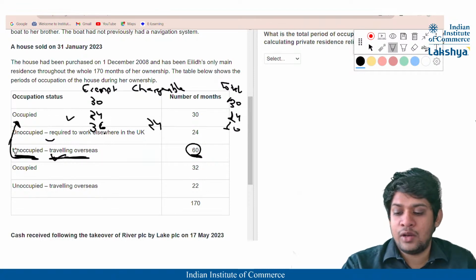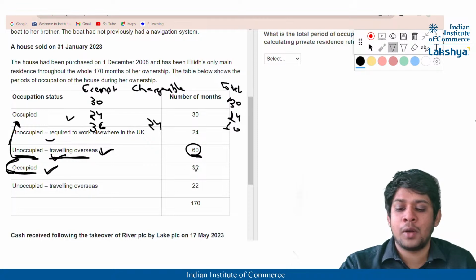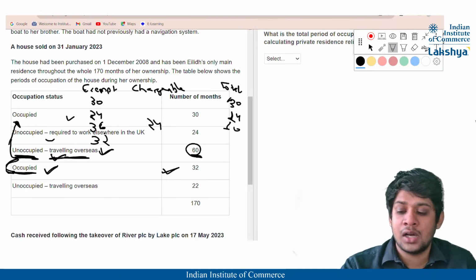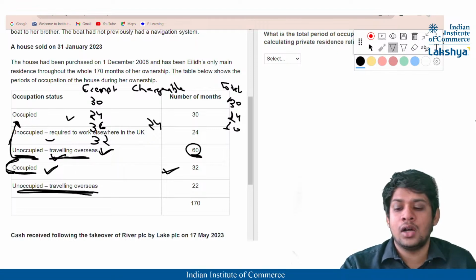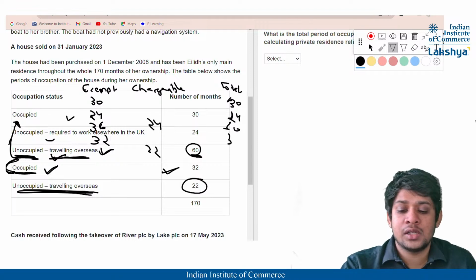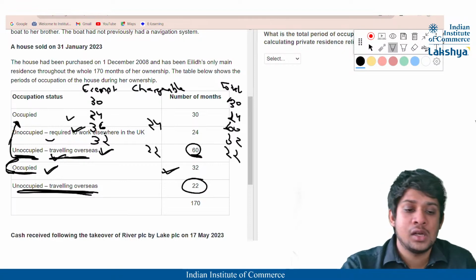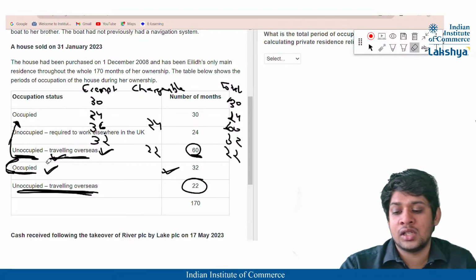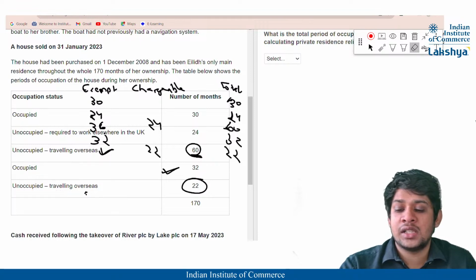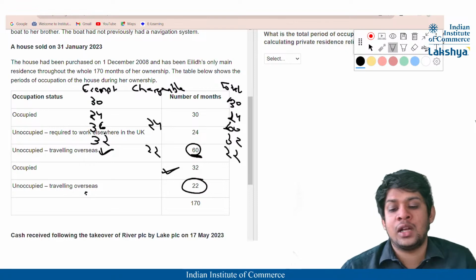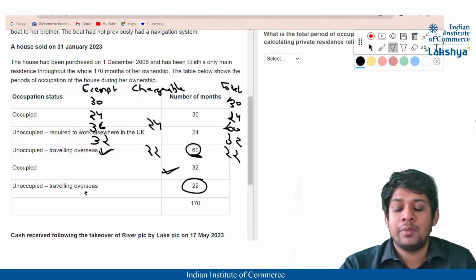So 36 months will be qualified because you can see here she has occupied the property after she traveled overseas. She came back and occupied the property for 32 months, so 32 months will be added here as an exempt part. And then she traveled overseas again, so this will completely be chargeable. 32 is added here in total valuation, and 22 will be added here, because we have already given up to 36 months, and we cannot give it again for the same. So she has traveled again overseas for 22 months, that will not be considered, so that will be chargeable.